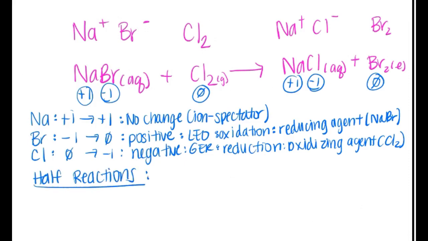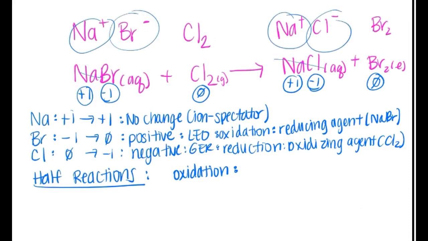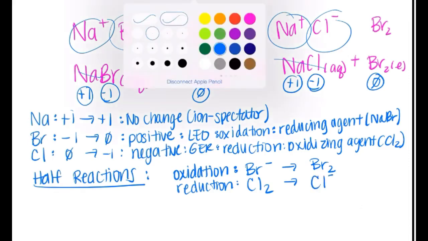So to write our half reactions, we can say our oxidation reaction has anything to do with oxidation. We're going to exclude our sodium ion because it's not changing, and it's because it's ionic. We don't have to write it because this does exist like this, or it doesn't exist together, really. So it's really bromide going to bromine. My reduction is chlorine going to chloride.